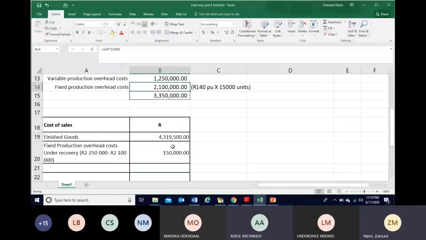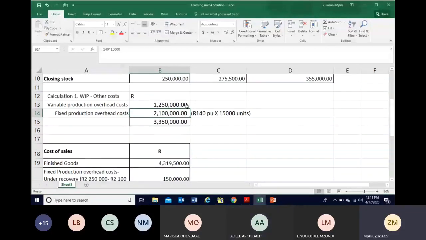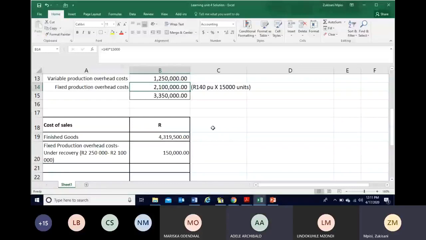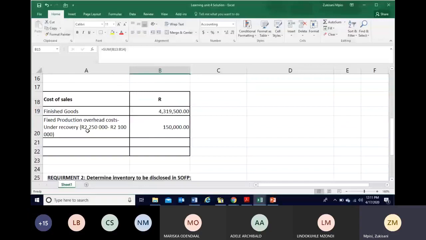And it's a principle that when you are allocating work in progress, you allocate fixed production overhead cost at normal capacity, but then you only adjust it by charging it to the statement of profit or loss and other comprehensive income in cost of sales. So let's say if the amounts were vice versa, we were going to say it's over recovery, which means that this amount would have been 2,250,000, and this amount would have been 2,100,000, the actual cost. Therefore, we have over recovered, and therefore we have to reduce the amount that we used in the work in progress amount. So this is the 150,000 that we have to charge, increasing the expenditure, because we only used 2 million rand on the production side.